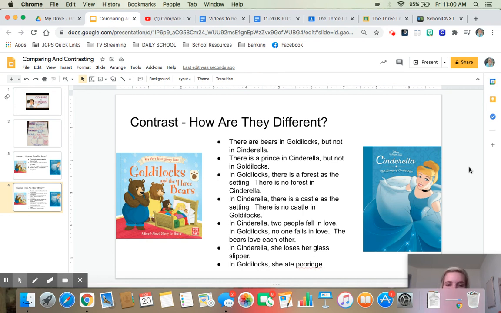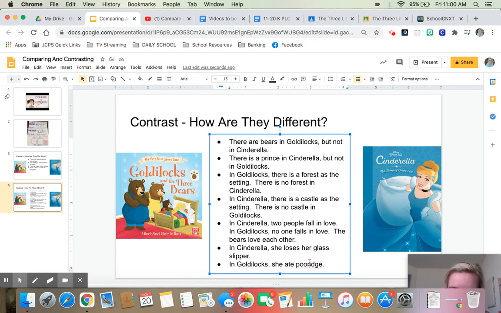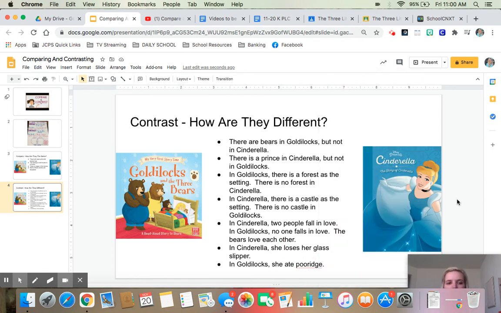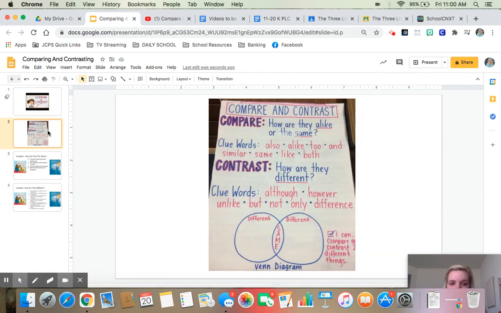In Cinderella, she loses her glass slipper. Goldilocks doesn't have a glass slipper. And last, in Goldilocks, she ate the porridge. There is no porridge in Cinderella. So to wrap things back up, comparing is telling how the stories are the same. What is something they both have? And contrasting is telling how the two stories are different. What is something one of the stories has that the other story does not have?